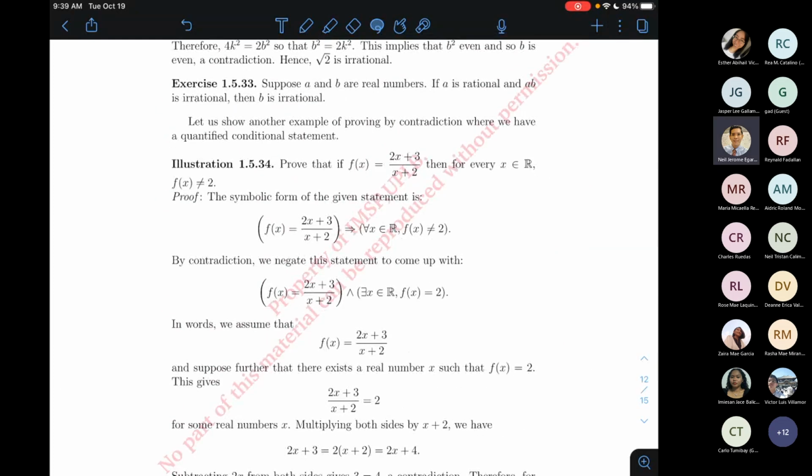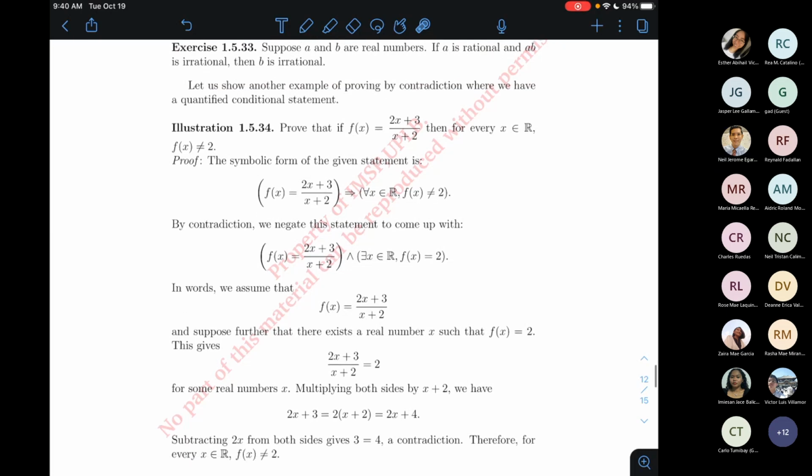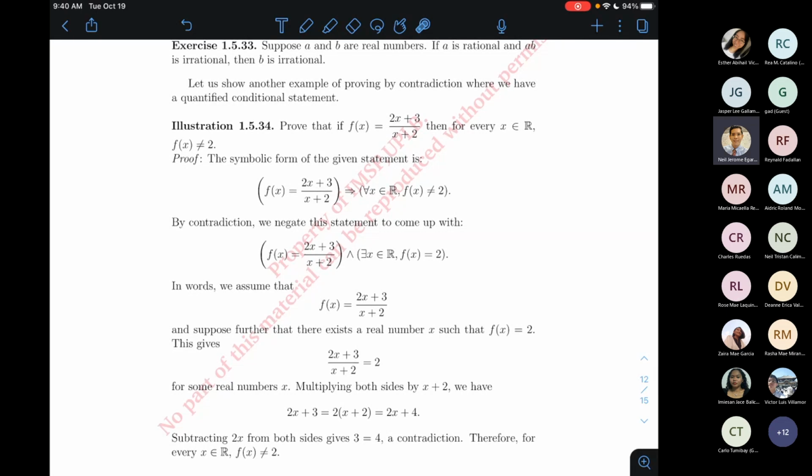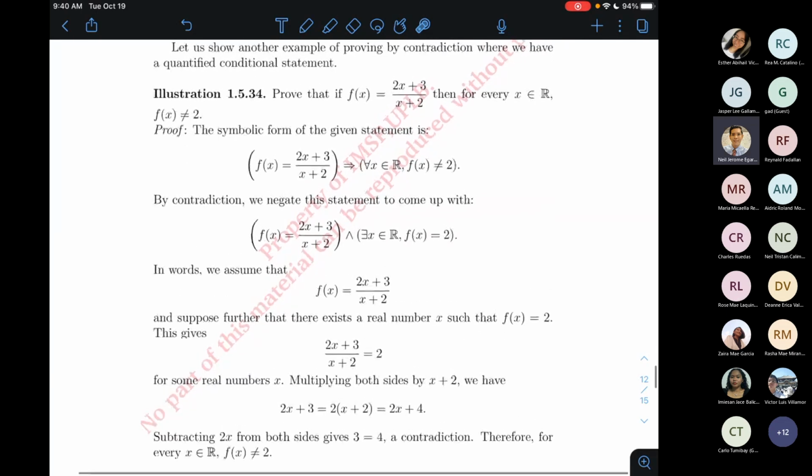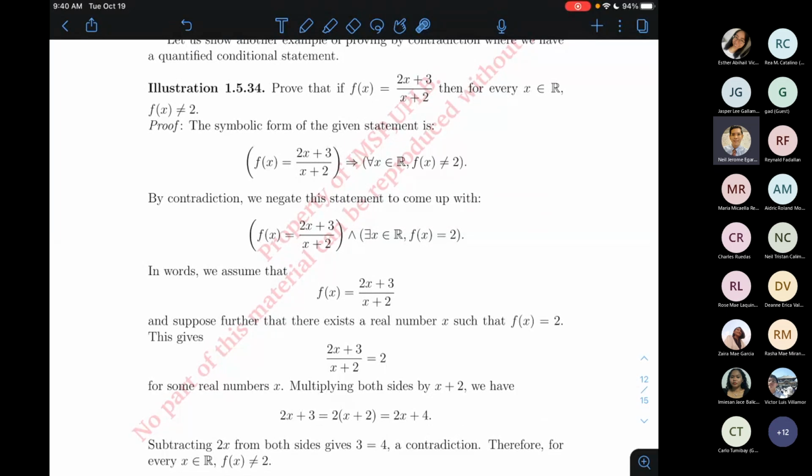Okay, maybe we can take a look at, okay, I think you guys can try exercise 33. Paano mapakita or paano to i-prove. Okay. Just let me know if there would be problems if you try exercise 33 on your own. So pakitry na lang siya. And then let's look at example 34, another example by proof by contradiction.